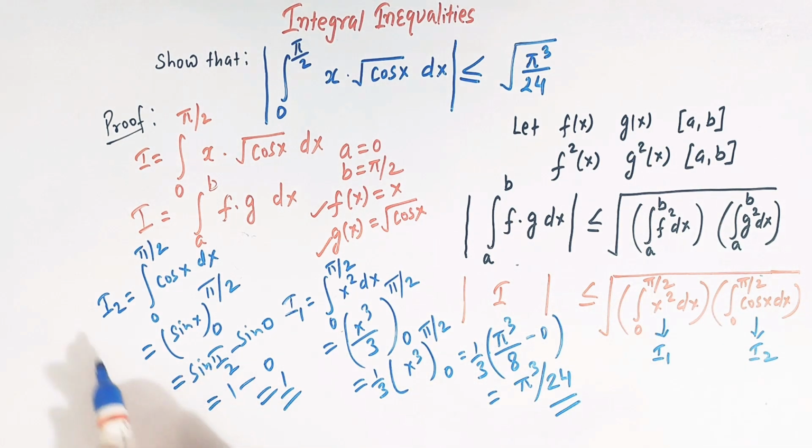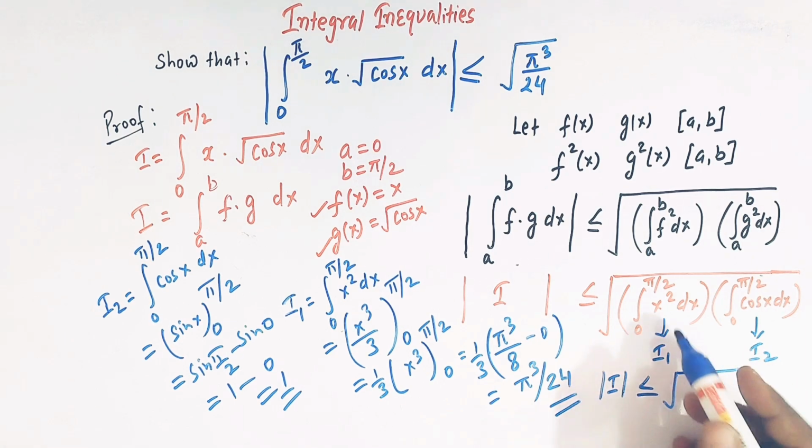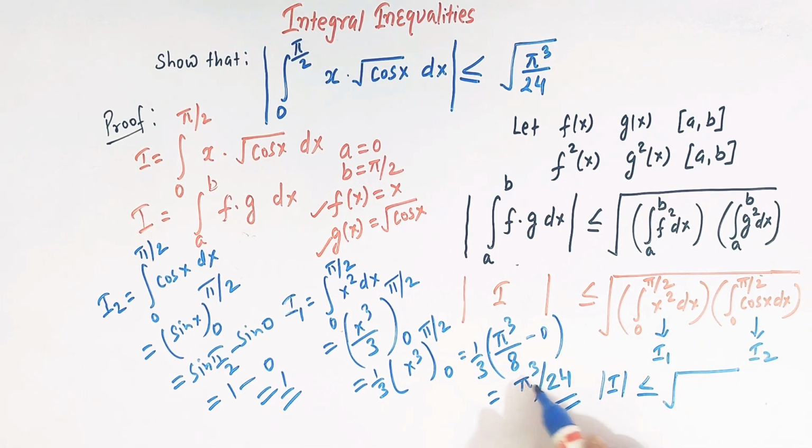So now taking the values of I1 and I2 in this inequality, we have mod of I is less than or equal to the square root of I1 times I2. I1 is pi cubed over 24, and I2 is 1. So mod of I can be written as less than or equal to the square root of pi cubed over 24, and this is our desired inequality.